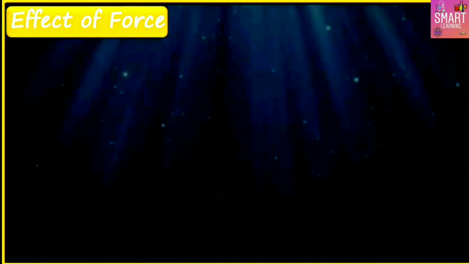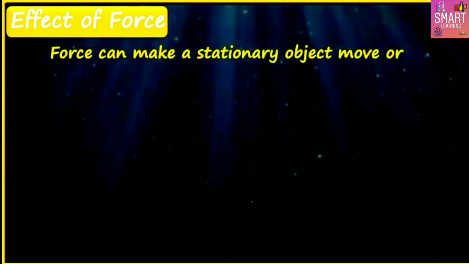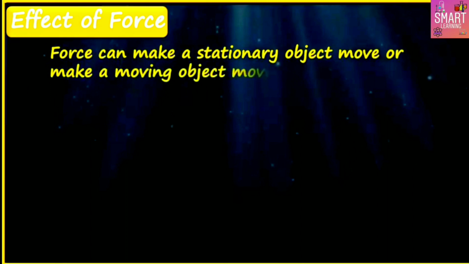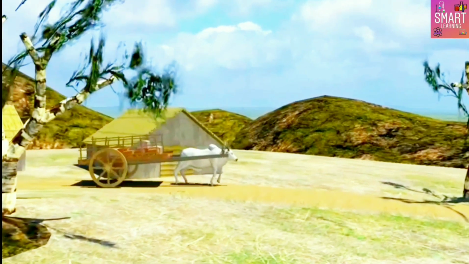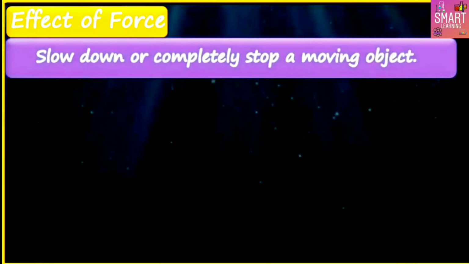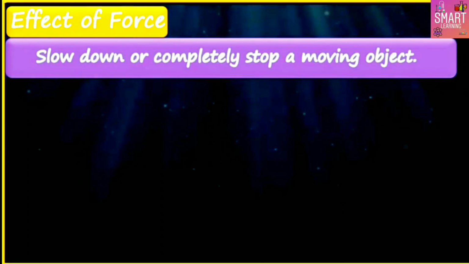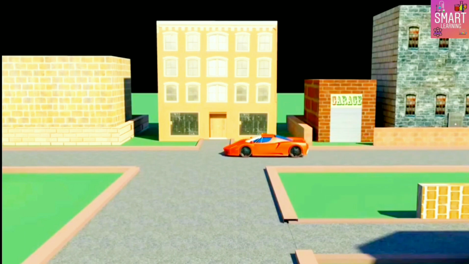First, force can make a stationary object move or make a moving object move faster. Example: a bullock cart can be moved by the effect of force. Second, force can slow down or completely stop a moving object. For example, a car can be stopped or slowed down by applying the brakes.